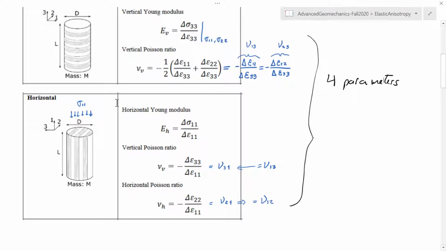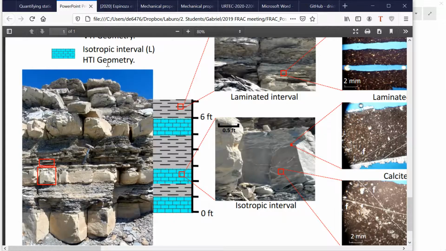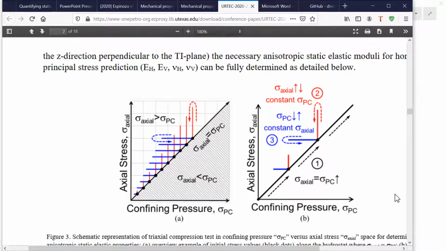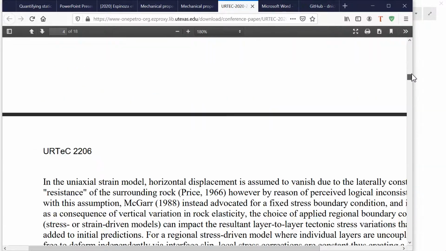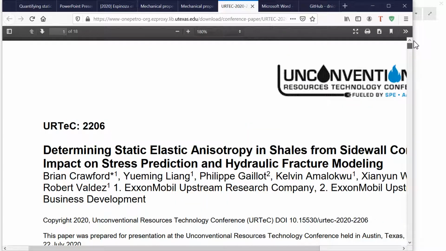There is another method that has been recently published, and let me find the paper. It is right here. Let me share the reference with you, which I'm also going to put in a link in this video. This is the URTEC paper 2206.